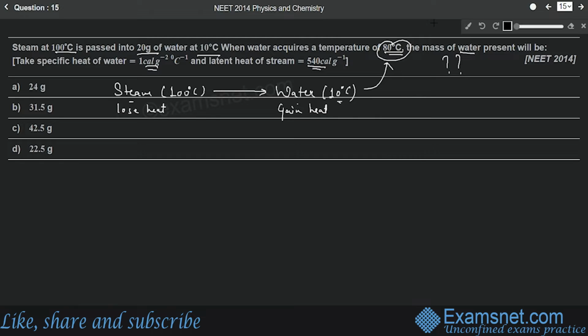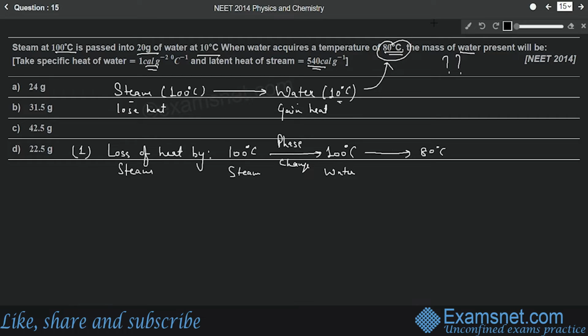Okay, now first we'll talk about the loss of heat by the steam. Okay, loss of heat by steam. So it will take place in two steps. First, the 100 degrees Celsius steam will get converted into 100 degrees Celsius water. So during this step, there will be only phase change. Okay. And after that, 100 degrees Celsius water will get converted into 80 degrees Celsius water. So during this step, there will be only temperature change and no phase change. Okay.